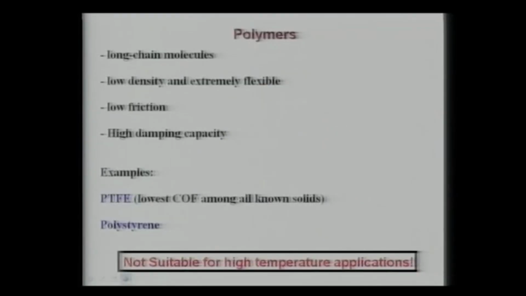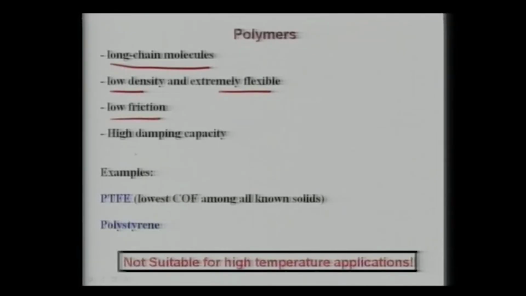Now polymers are essentially composed of mer units or monomers, and they are long chain molecules. They have a very low density and are extremely flexible. They have low friction, and typical polymers used in heart valves, for example polytetrafluoroethylene or polystyrene, are certainly not suitable for applications involving very high temperature.